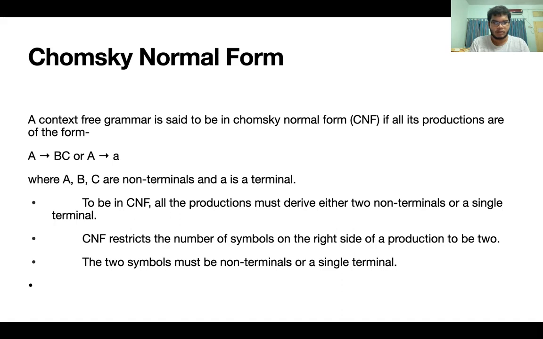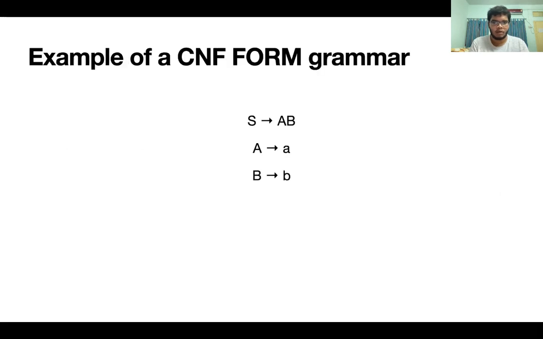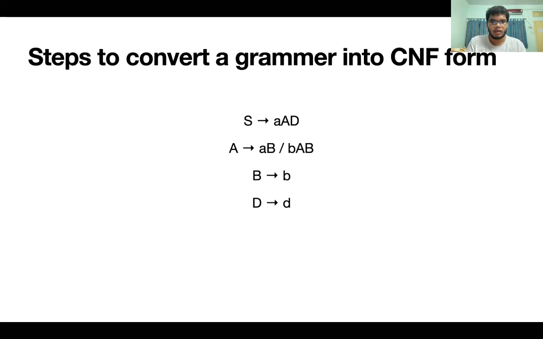To be in Chomsky normal form, all the productions must derive either two non-terminal symbols or a single terminal symbol. CNF restricts the number of symbols on the right side of the production to be two. The two symbols must be non-terminals, or a single terminal. Example of a Chomsky normal form grammar: S gives AB, where A and B are non-terminals, and A gives a, where small a is a terminal, and capital B gives small b. Now we will talk about the steps to convert a normal grammar into CNF.